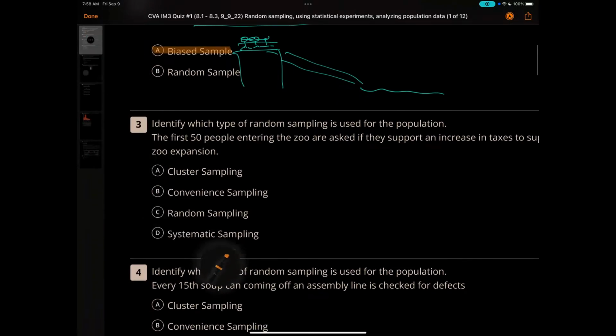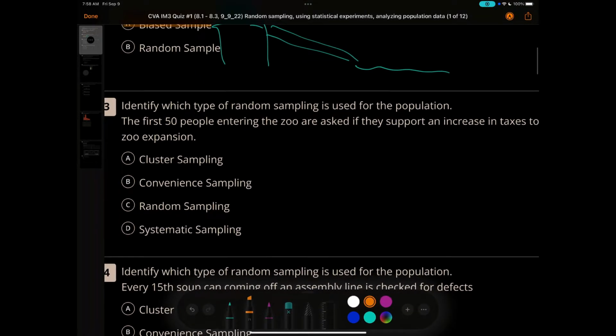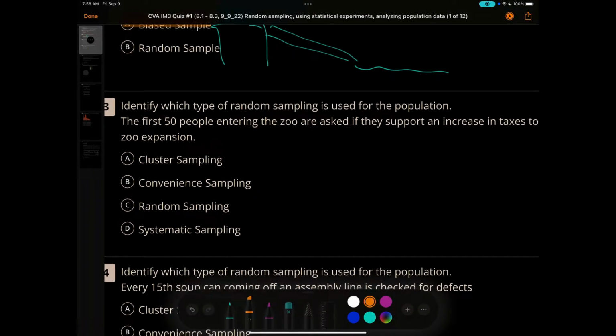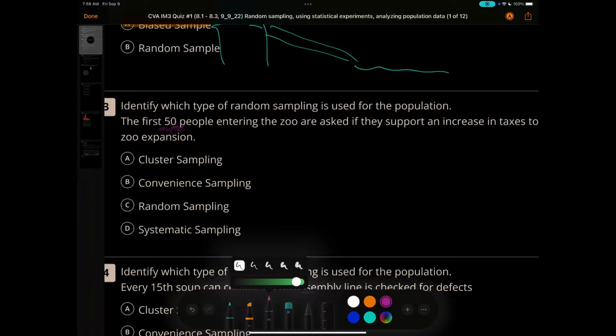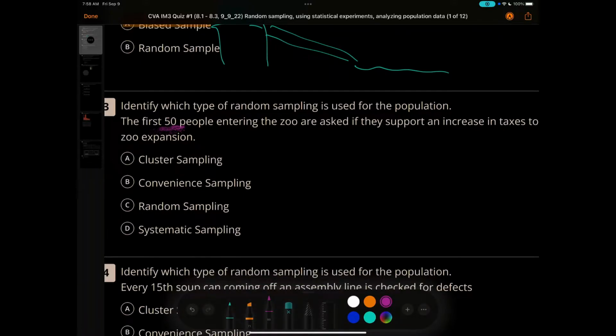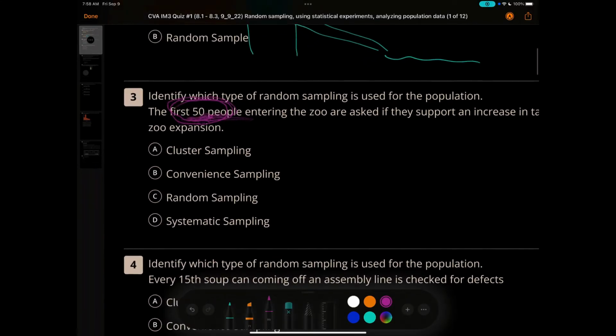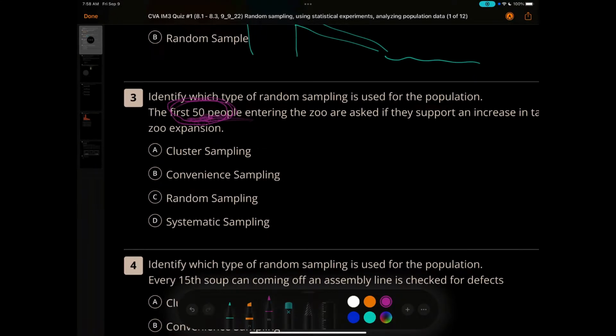Number 3, identify which type of random sampling is used for the population. The first 50 people entering the zoo are asked if they support an increase in taxes for zoo expansion. So I wanted to underline it's the first 50 people into the zoo. Well, the first 50 people is really easy for me because maybe I just want to ask them, right? And then get into the zoo myself if they support increasing taxes.